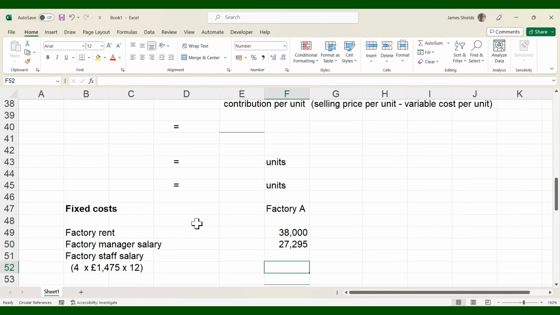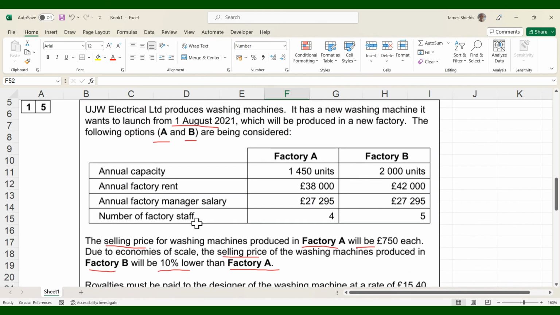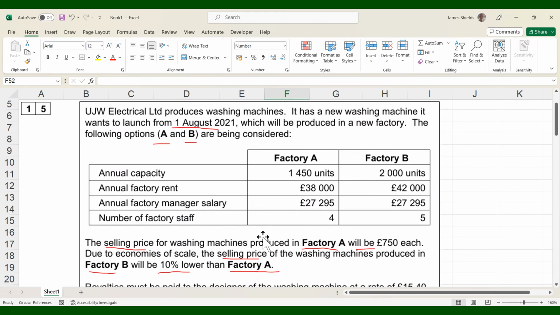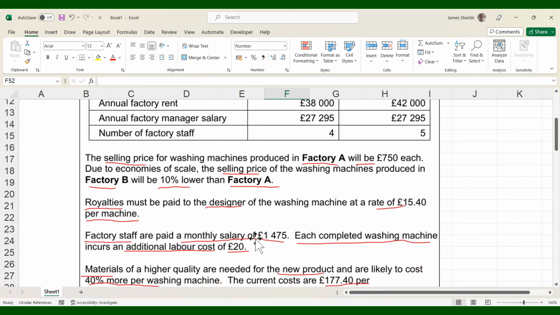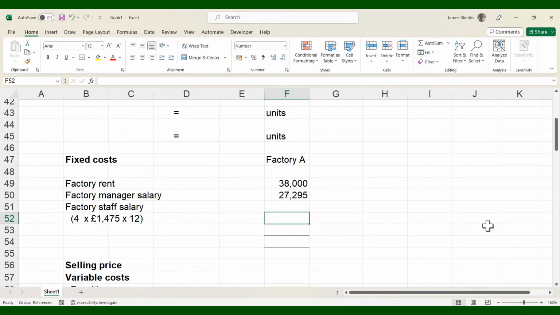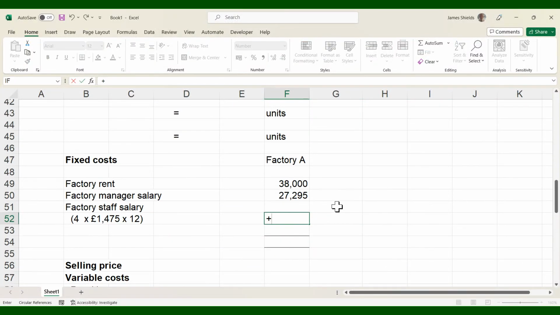So just check that back again in Factory A. So Factory A, we've got 4 staff there for Factory A. Monthly salary is 1,475. So for the year, you then times that by 12. So the factory staff salary is going to be 4 times 1,475 times 12. That's going to give us 70,800.